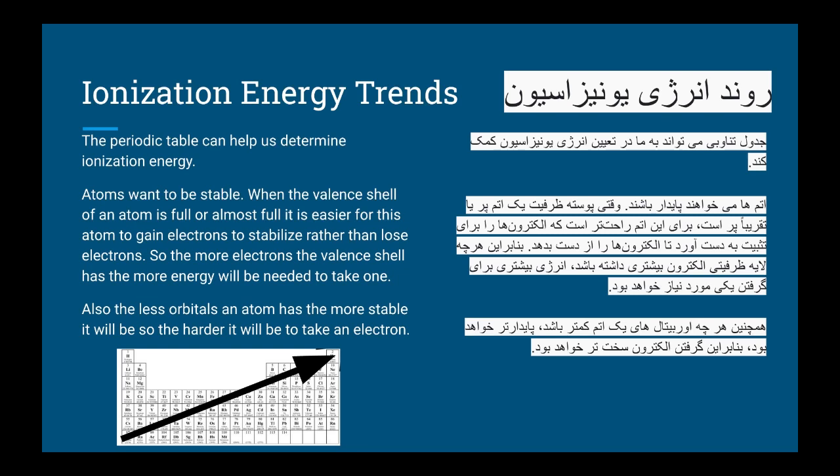The line will then go up to the top right corner, where there is one orbital with a full valence shell, a tightly compact, stable atom that doesn't want to lose any electrons. This is going to be high ionization energy because a lot of energy is required to take an electron from this area.